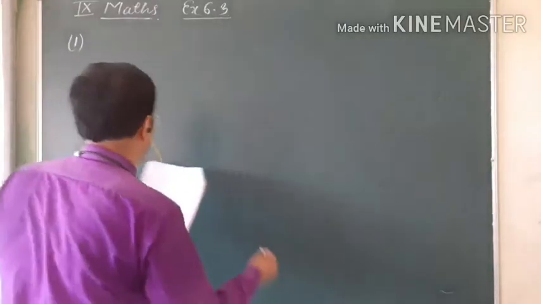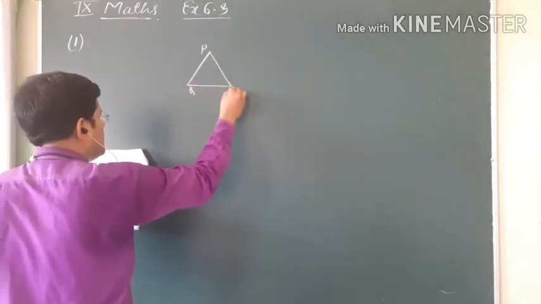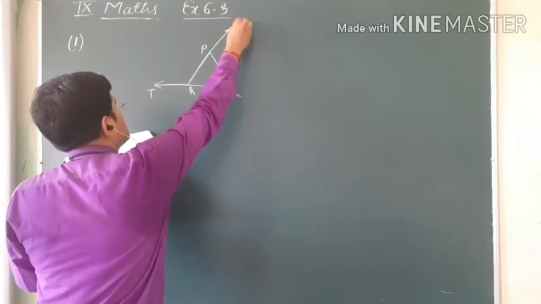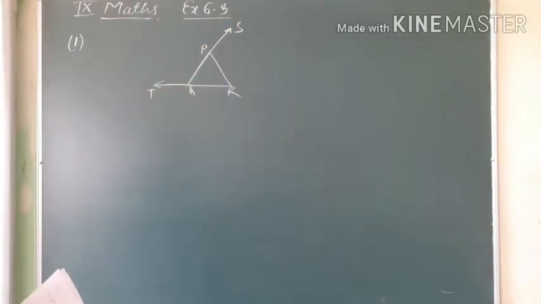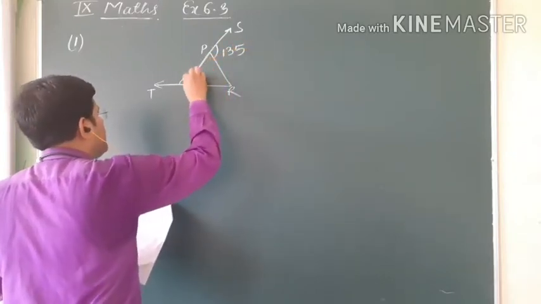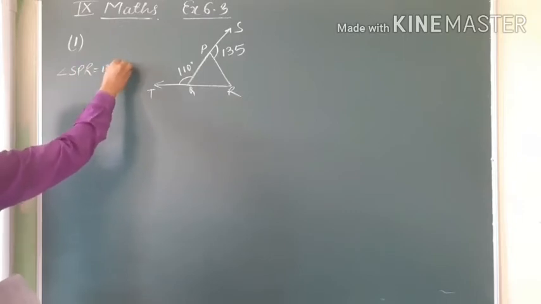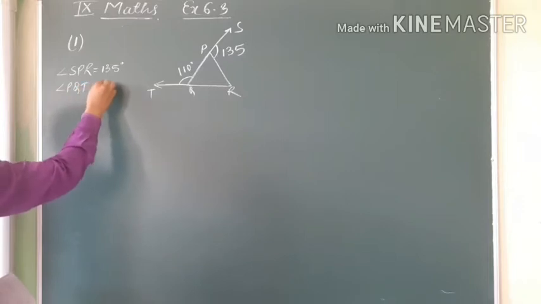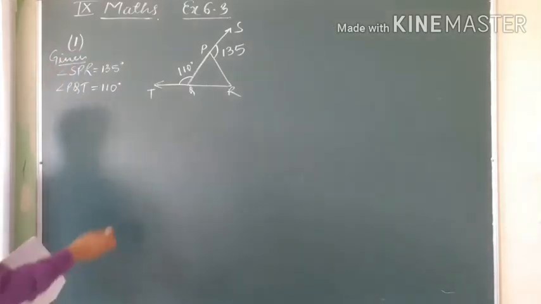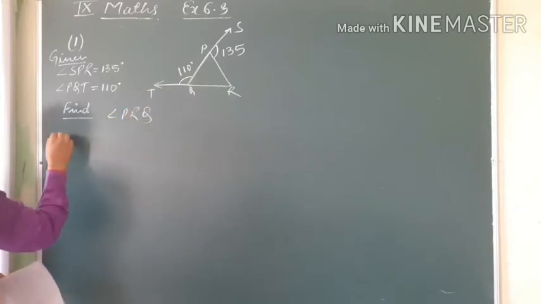Now the first sum of the exercise. The first sum is made in a triangle, whose name is PQR. One side is produced in this manner, and second, QP is produced as well. Here we have produced two sides of the triangle. So here the angle given is 135, and here we have angle 110. Angle SPR is equal to 135 degrees, angle PQT is equal to 110 degrees. These are all given. What do we need to find? We need to find angle PRQ. Solution.